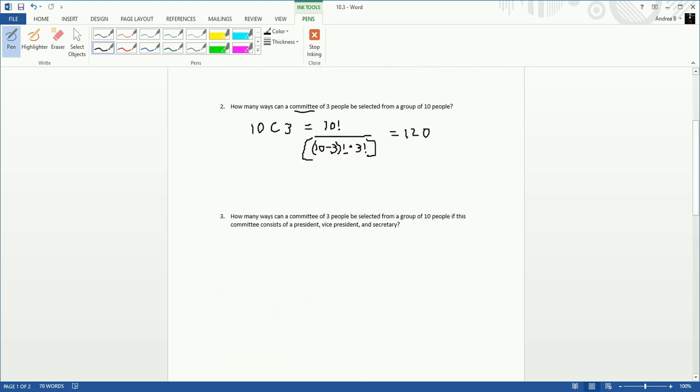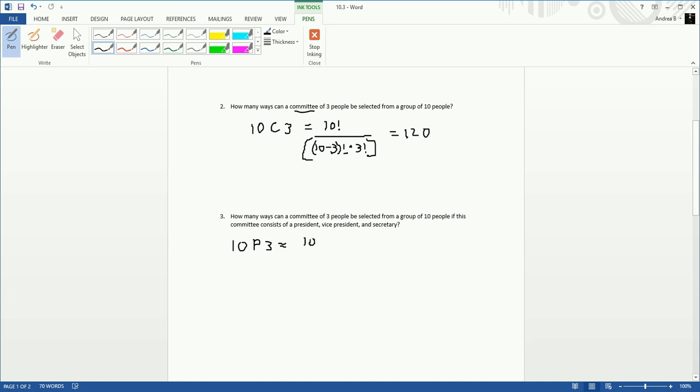And then for number 3, how many different ways can a committee of 3 people be selected from a group of 10? So the first part starts out exactly the same as number 2, but in this case we have if this committee consists of a president, vice president, and secretary. So they're each getting put into a different position. So if someone's picked as president, that's different than if they're being picked as vice president or secretary. So there is a difference there between each of those positions, or how they are selected. So in this case, it would be a permutation instead of a combination here. But you'd still have the 10 and the 3.